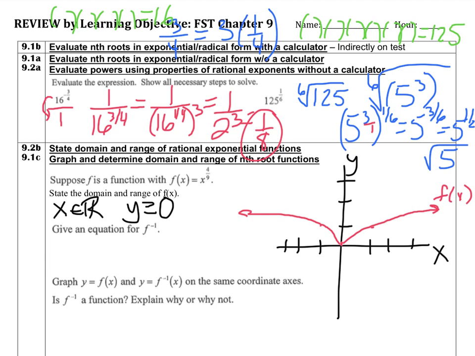This just means the inverse. So remember, the original function was y equals x to the 4/9 power. To find the inverse, all we have to do is flip-flop x and y. So now that we've done that, how do we actually graph it?